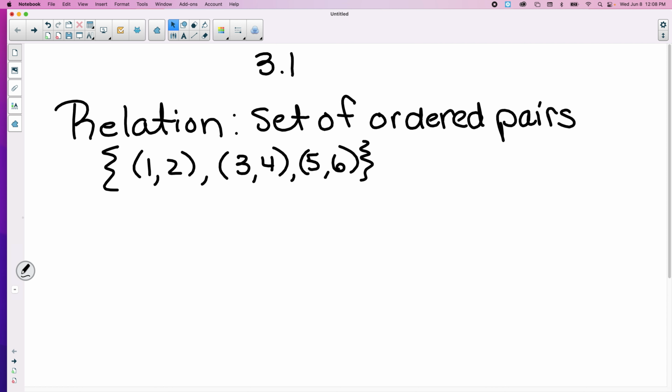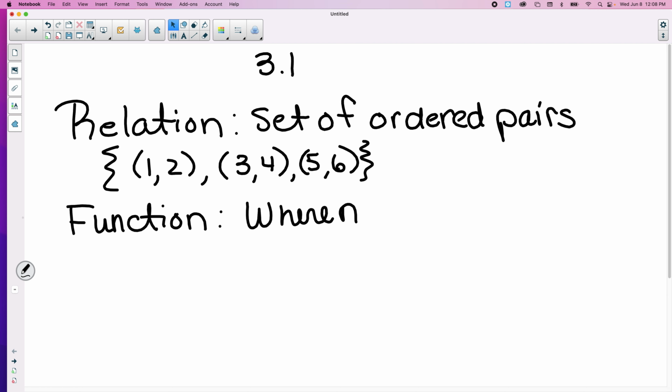Okay. For a function, it's a set of ordered pairs where no x value repeats. Where what? No x value repeats.